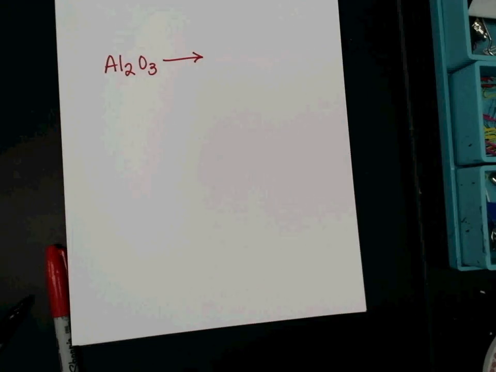Do we really even have to make a table for balancing these really short ones where there's not any work? If it's a very simple one, you probably don't need to, but some of them you really will need to, especially when we get to combustion reactions.